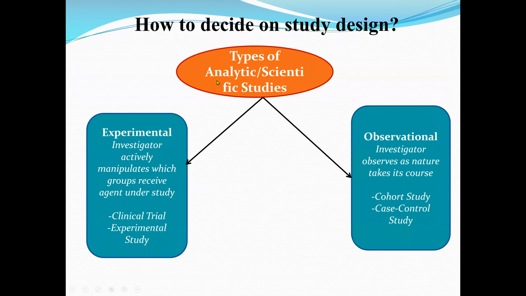So how to decide on study design? That's our first question. I have some objective. I want to do some studies, identify some problem, but how can we choose a specific study design? So that's where we're going to start. There are types of analytic and scientific studies. We have so many. We have the observational and we have experimental.